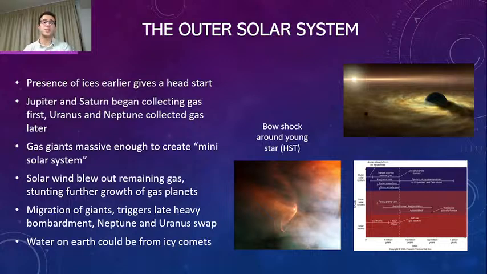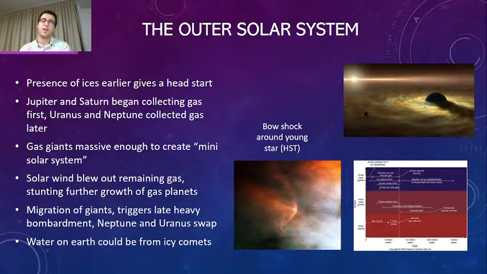Now, the gas giants, they are massive enough to start pulling in material around themselves, and it starts to look like a mini solar system. In fact, there are many moons that are around Jupiter, the four Galilean moons. Those are big. One of them is even bigger than Mercury. So if you plucked Ganymede, which is the moon bigger than Mercury, and put it around the sun, it could be considered a planet just based off its size.